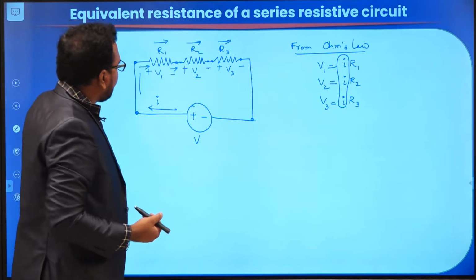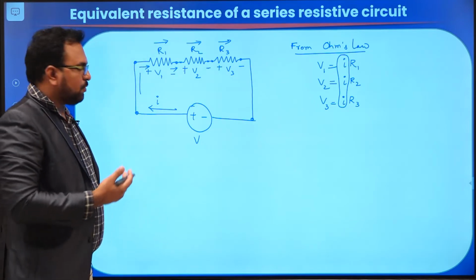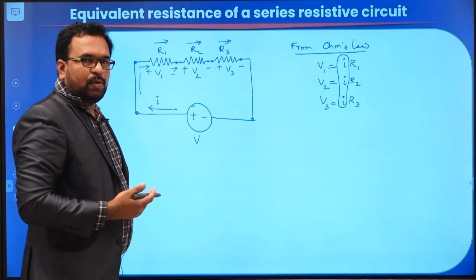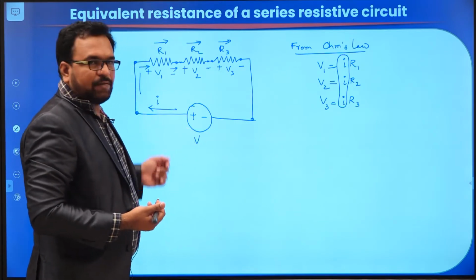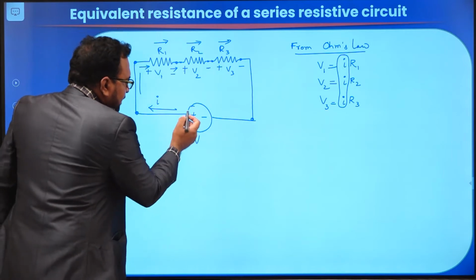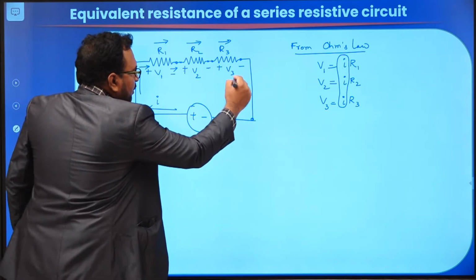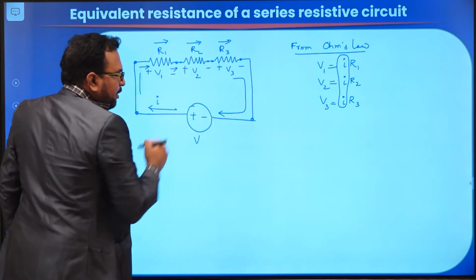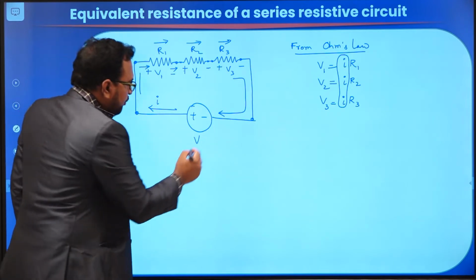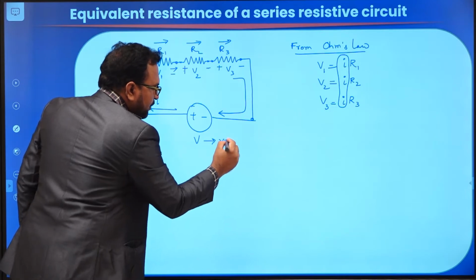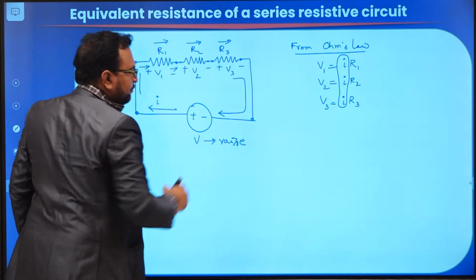Now, what about the voltages here? The source voltages and all the individual voltages, whether they are rising or dropping, we can derive from the direction of the current. Since the current is coming from the positive terminal here and entering into the negative terminal, that means the current is flowing from negative to positive in the source. So that's why we always consider the source voltage as a rising voltage.